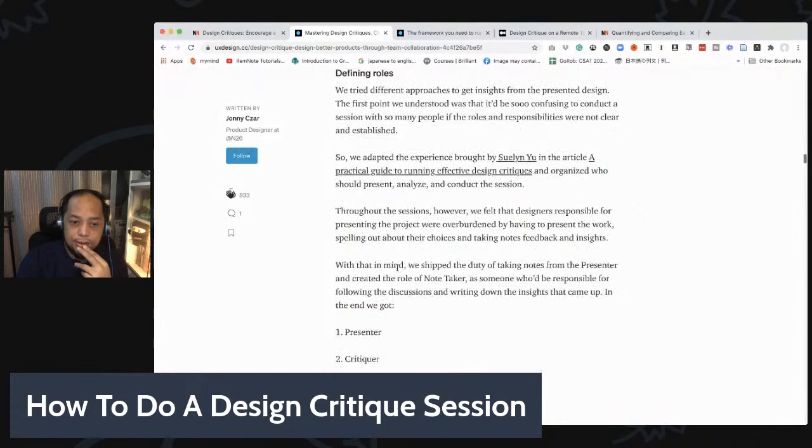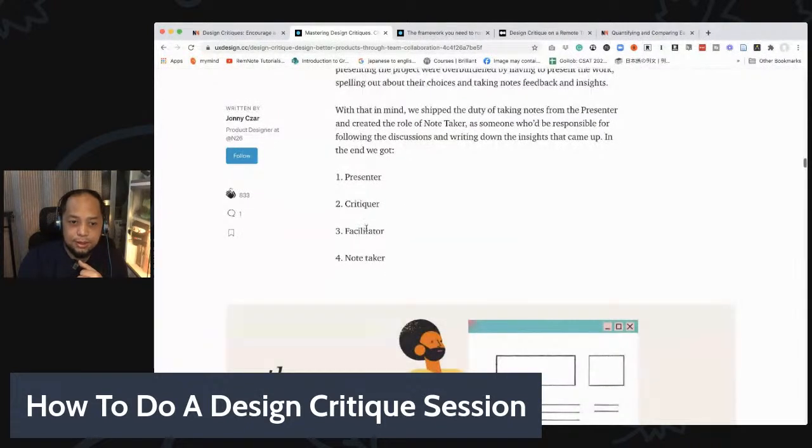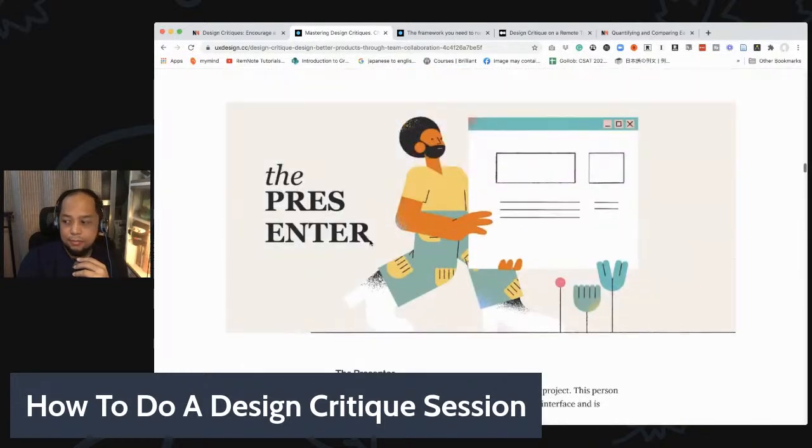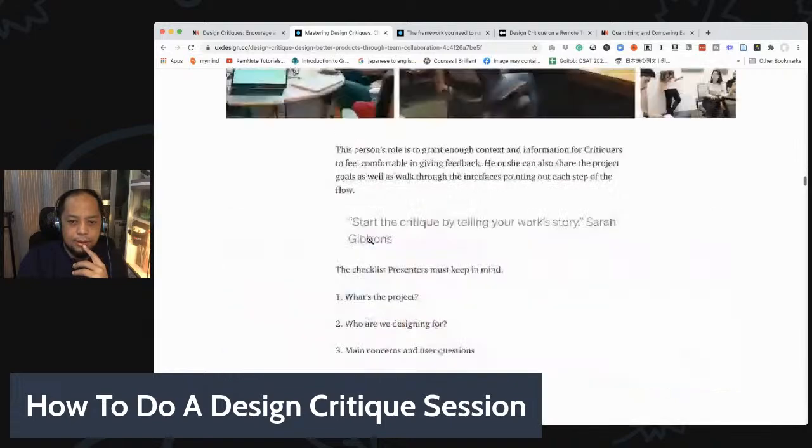So I like that Johnny Shar described the four roles: presenter, critiquer, facilitator, note taker. Since I facilitate, I do this. I often do this not as formally as this, but it is a very good idea to make it this formal, having a presenter, critiquer, facilitator, and a note taker. Right?